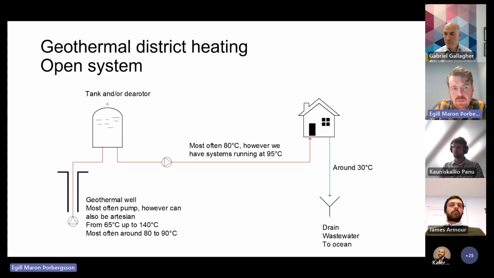This is a simplified diagram of an open system. That means we only have the water going into the houses, and we try to pump it at 80 degrees from our pump stations into the system and to our customers. We, however, have a couple of systems that we are running at much higher temperature, around 95 degrees Celsius. And since it's an open system, the customer gets the water, and it flows into the drain at the customer sites. So we don't have any return water. This is called the open system.